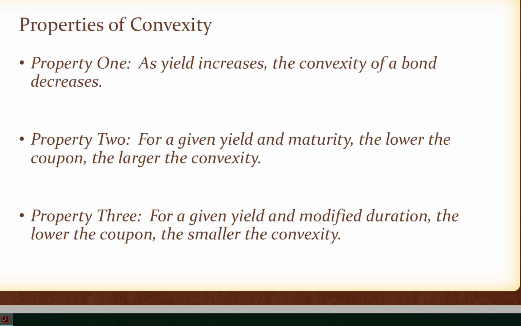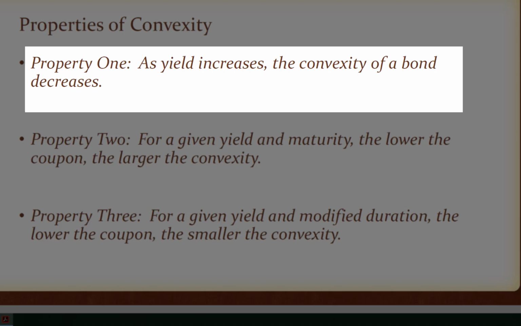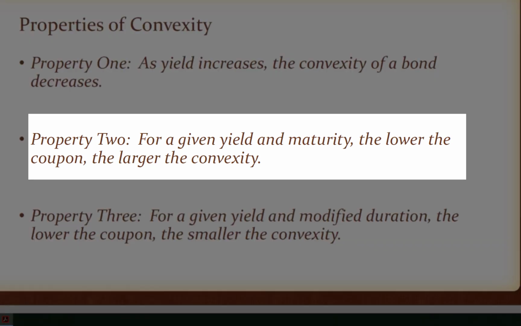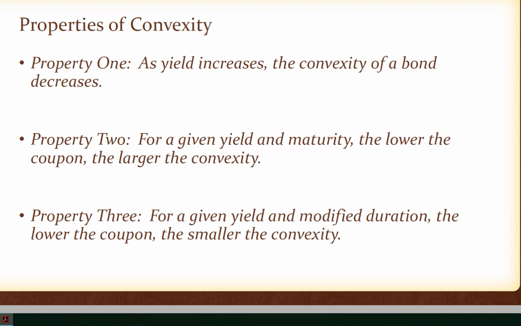And lastly, let's just look at a few properties of convexity and we'll be done with this material. The first property: as the yield to maturity increases, the convexity of a bond will decrease. And I'll let you look at some of the calculations and see how that would be the case. For property 2, for a given yield and maturity, the lower the coupon, the larger the convexity, the larger the change in price in response to interest rates. And that's very much like the duration property.